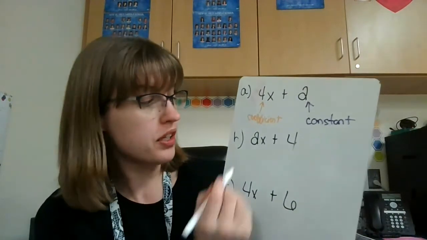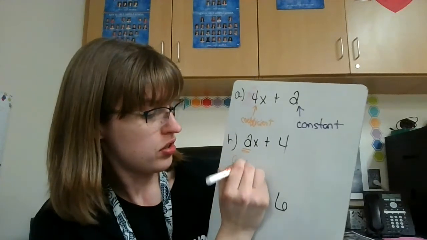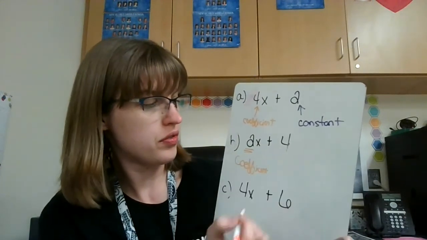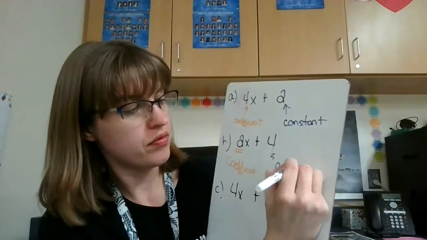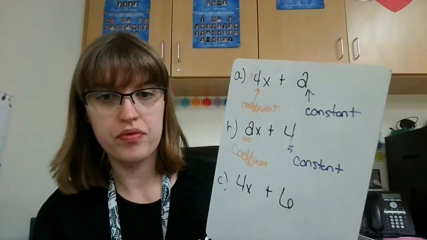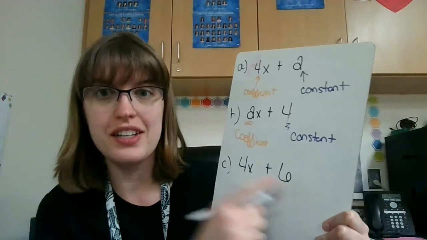Going through the other ones quickly. There's your coefficient. Your constant is 4. In this one, your coefficient is 4. Your constant is 6.